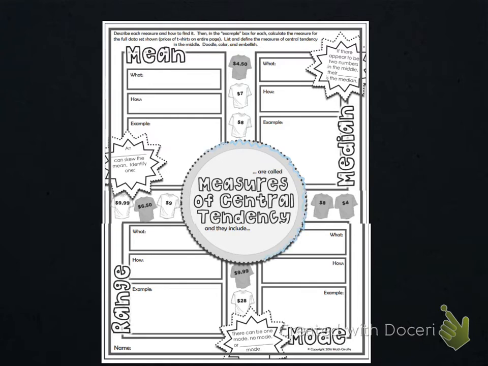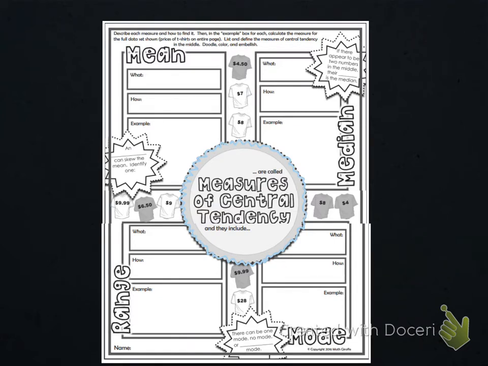So we have this thing called measures of central tendency, and these are different ways that we can find average. Depending on what type of average we're looking for, we may find the mean, or if I want the middle number, which could mean average, I would find the median.